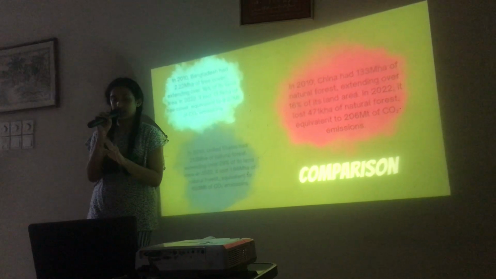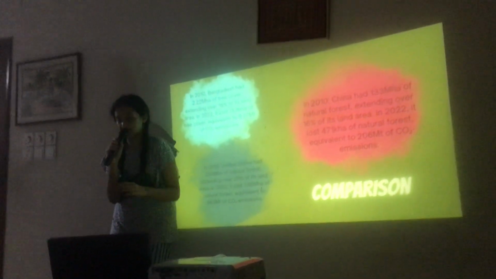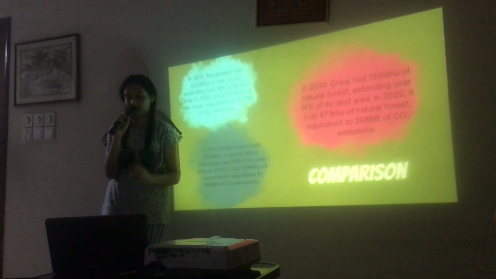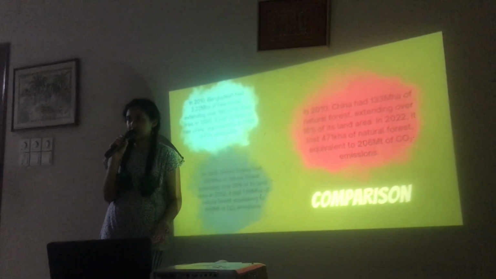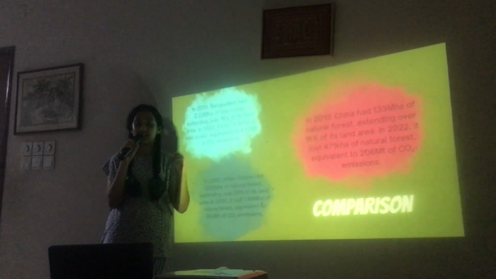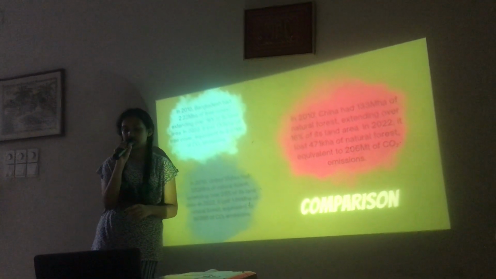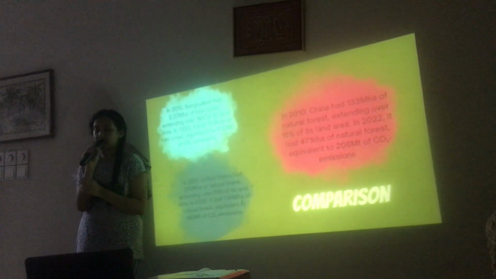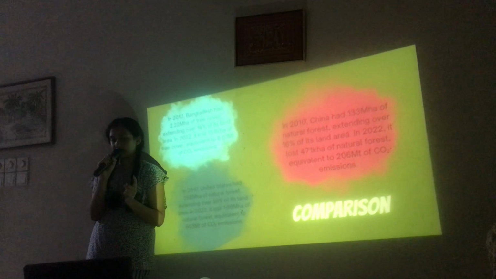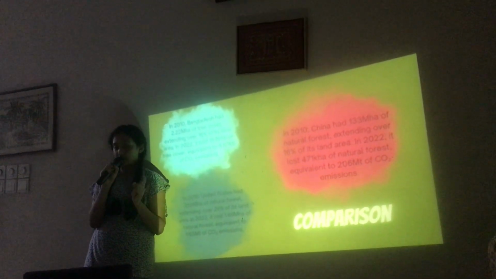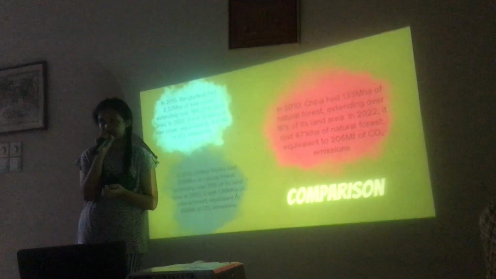Now, the comparison is from 2010 to 2022, because the 2023 figures aren't released yet. In 2010, in Bangladesh, here, there were 2.22 Mha of tree cover, extending over 16% of the land area. In 2022, we lost 13.8 kha of tree cover, equivalent to 8.0 Mt of carbon dioxide emissions.